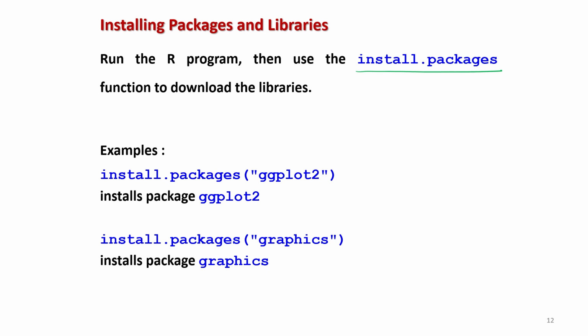For example, if I want to download the package ggplot2, with 2 in numeral, this is a package which is quite good for creating nice graphics. Because this is not available in the base package, if I want to install it... the base package will also have some graphics, but if you want special types of graphics, then you need this package. So you simply write install.packages, and within the parentheses, within double quotes, you write ggplot2, and it will install the ggplot2 package. Similarly, if you want to install another package, graphics, you write the same command, install.packages, and within parentheses, within double quotes, you write graphics, and it will install the package graphics.